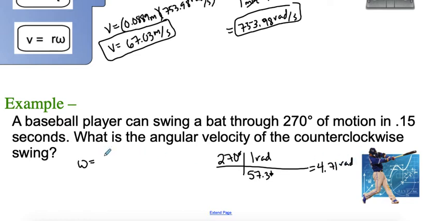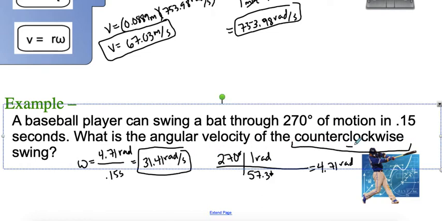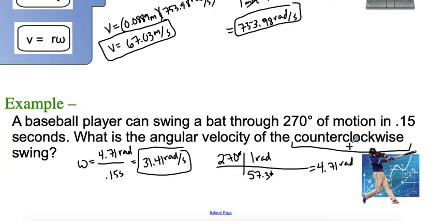We're going to put that in the numerator of our equation over here. 4.71 radians, and that's in 0.15 seconds. So put that in our calculator, and we get 31.41 radians per second. So that is the angular speed of the baseball player swinging the bat. And we mentioned counterclockwise here, so remember the direction is going to be positive. So we have a positive answer.